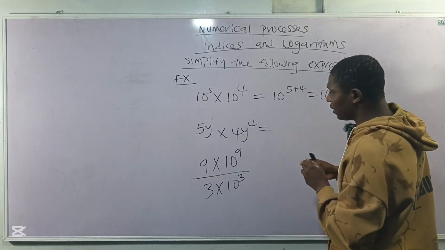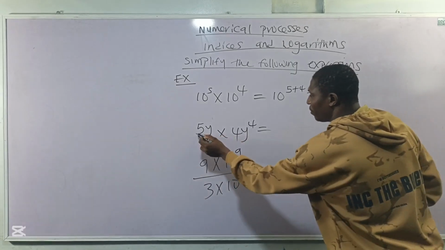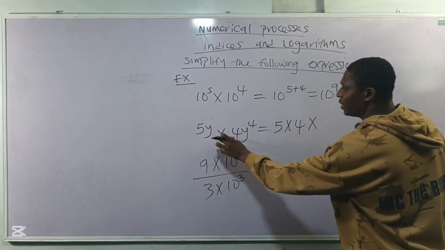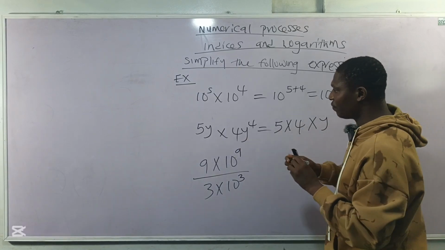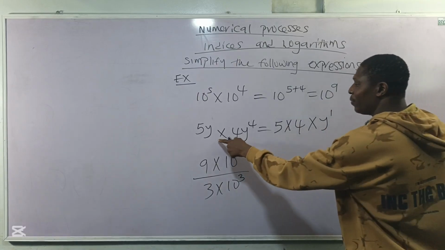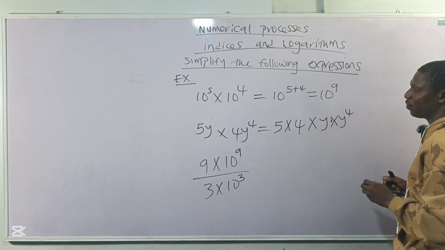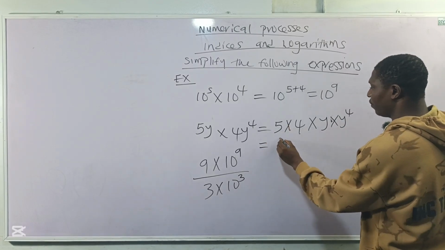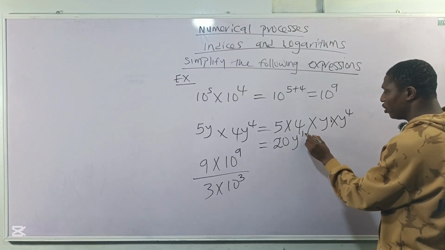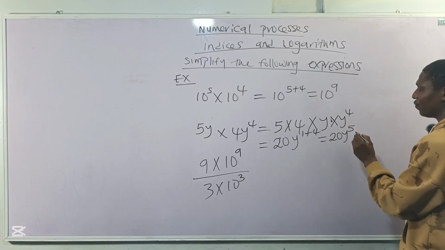So this is 5y times 4y raised to power 4. First, we focus on the numbers. This becomes 5 times 4. We put a multiplication sign and focus on our y. This 5y has an invisible positive 1 as power. So I have my 1, multiplication, or let me say y times y raised to power 4. This becomes 5 times 4, which is 20. And y, this is an invisible 1. So I have 1 plus 4, giving me 20y raised to power 5.